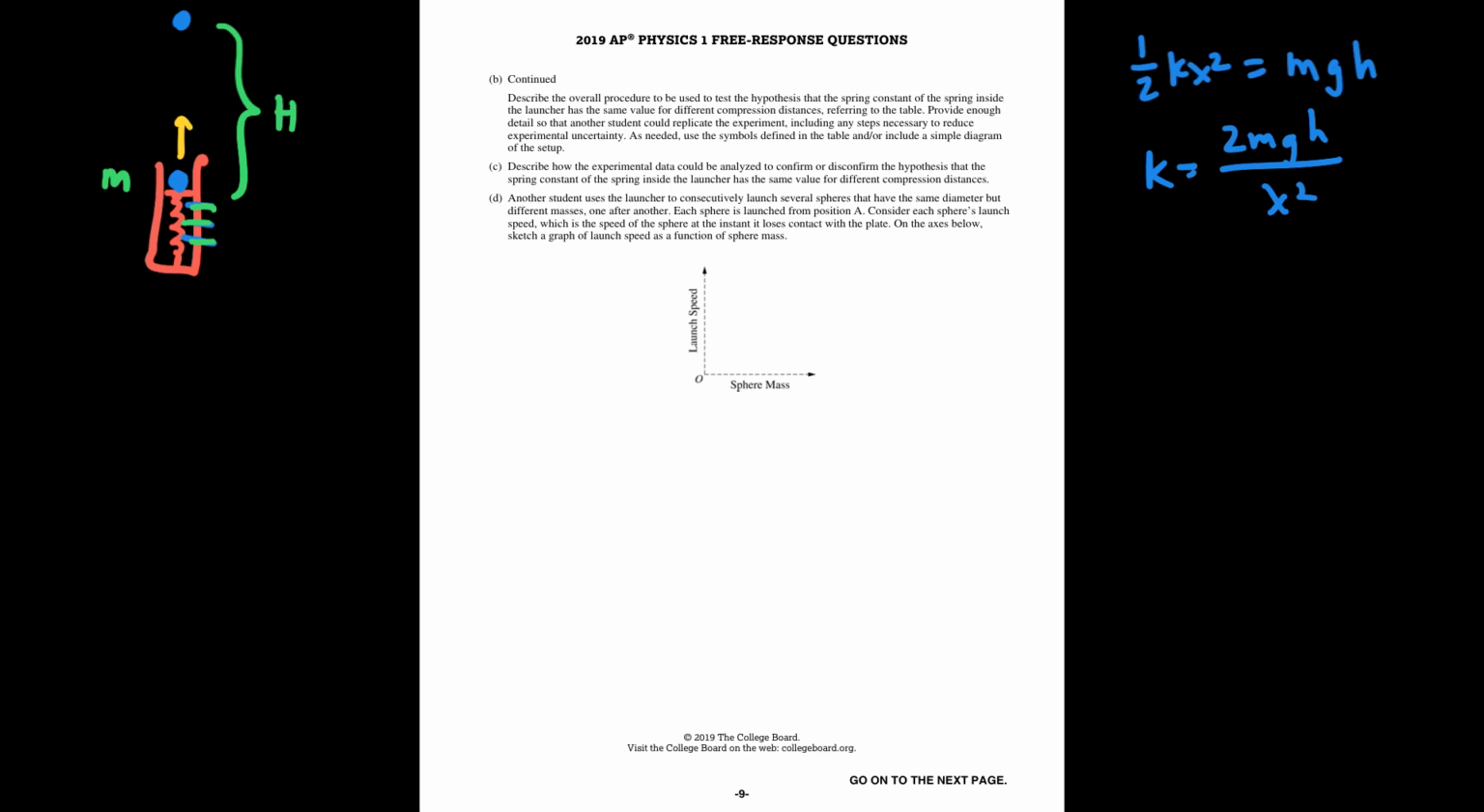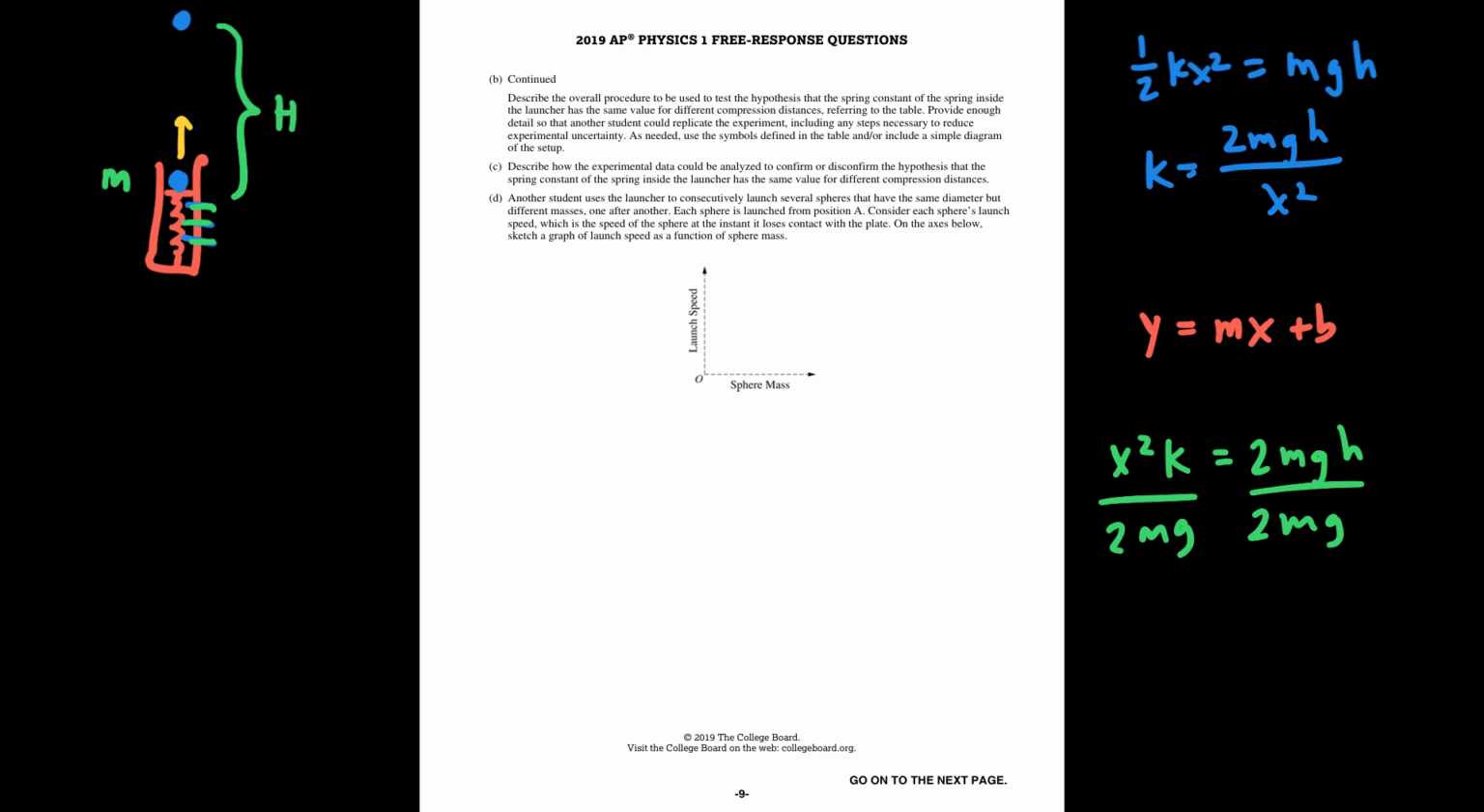So what I'd like to do is match up the equation that I have to the equation y equals mx plus b, where the slope is represented by the spring constant. And perhaps the easiest way to do this would be to first multiply both sides by x squared. So now we're back with an equation that looks like this. And then I'm going to divide both sides by 2mg.